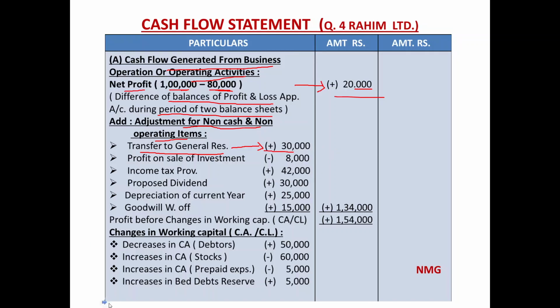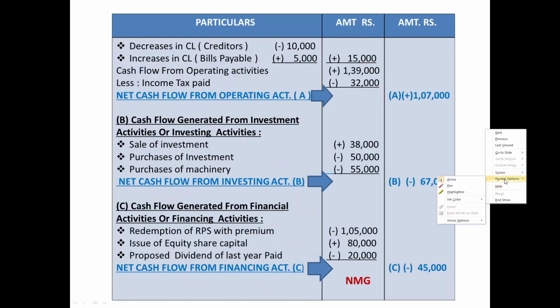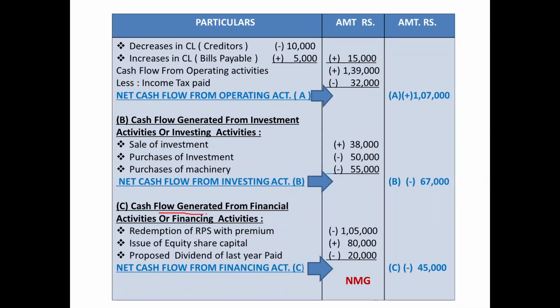Then payment. Under financing activities, C. Cash flow generated from financial activities or financing activities. Redemption of RPS with premium, minus is a sign for cash outflow, 1,05,000. So we gave the impact in the cash flow statement for RPS redemption. So see the big process of RPS redemption: provisions of the Companies Act, detailed working note, chart, ledger account, posting, and impact in the cash flow statement.